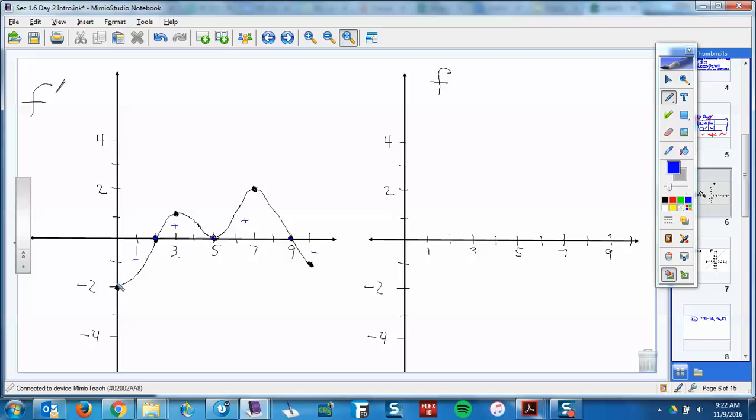Now what I'm going to look at is actually my y values. Right here, I've got a negative 2 y value, which tells me my F graph has what? A slope of negative 2. So it's going to be going down, fairly steeply here at the start. Now the question is, where do I start my F graph?